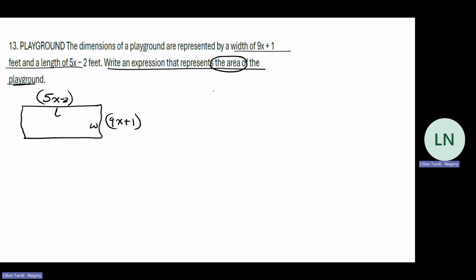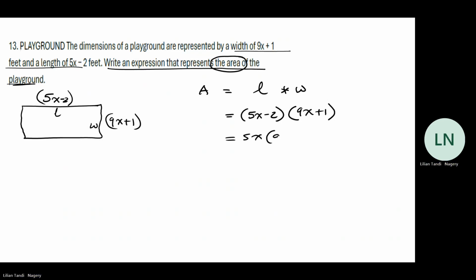The area of a rectangle is length times width. Our length is 5x minus 2. We are multiplying by our width, which is 9x plus 1. Now, we will do distributive property, 5x. I will distribute it in the second bracket, or the second parenthesis. So 9x plus 1. Then I will take negative 2. I will also distribute it to 9x plus 1.